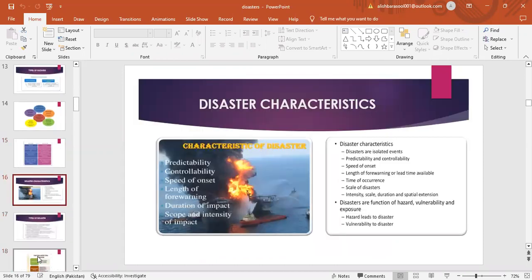Hazard characteristics: predictability, controllability, speed of onset, length of warning, duration of impact, scope and intensity of impact.